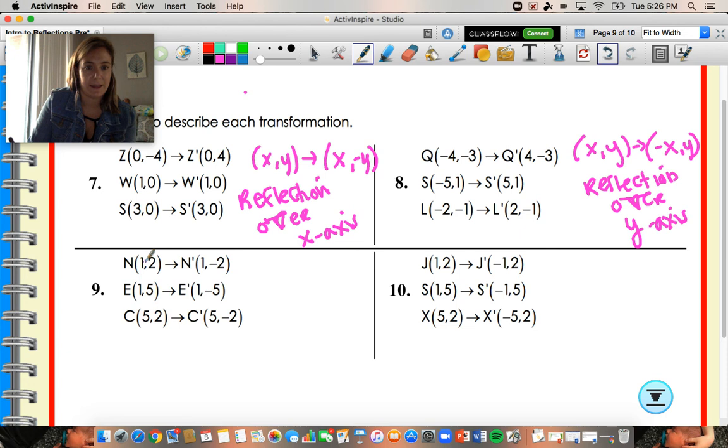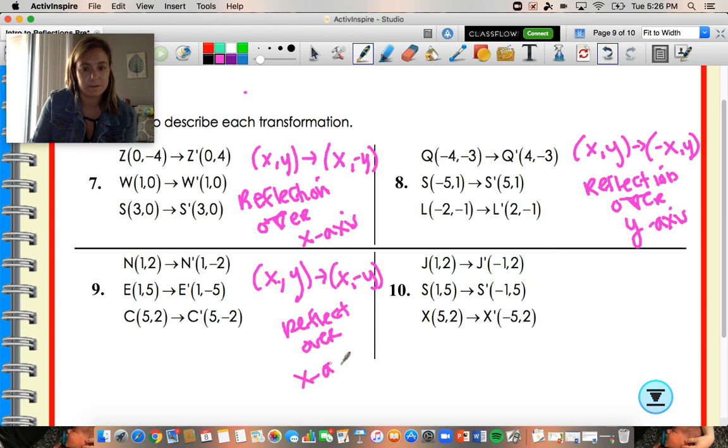What about here? X stayed the same, Y became opposite. Ooh, it's not like what I just did. So (x, y) becomes, X stays the same, Y becomes opposite. So that's, again, a reflection over the x-axis.